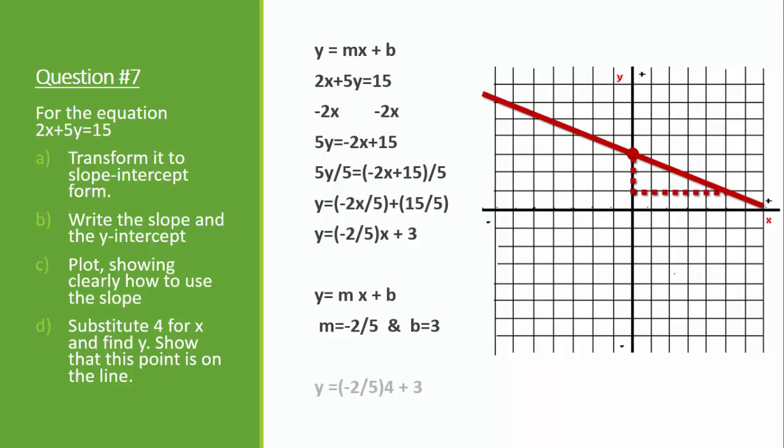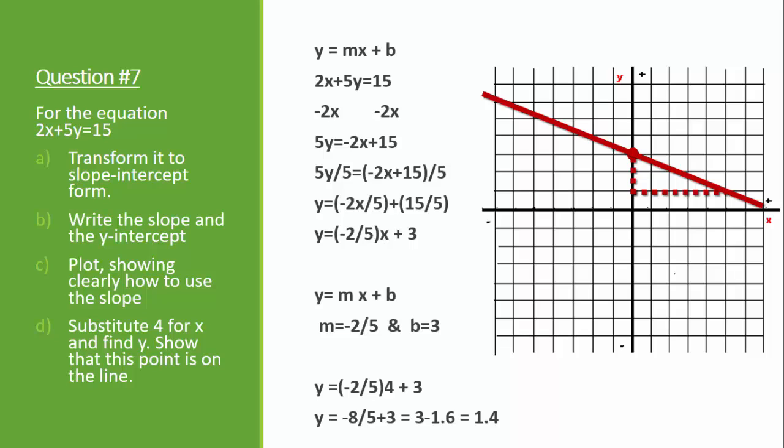So we go back to our formula. We've got y equals -2/5 x plus 3, and we're going to substitute 4 for the value of x, and the specific solution for this formula, when x is equal to 4, y is equal to 1.4. So when x is 4, the formula says we should have a y value of 1.4.